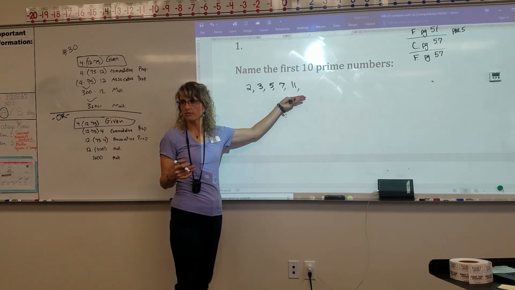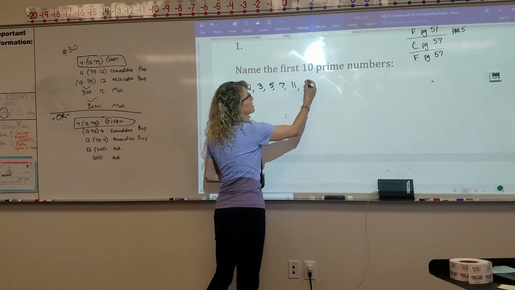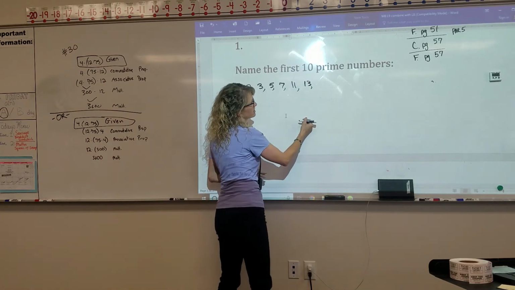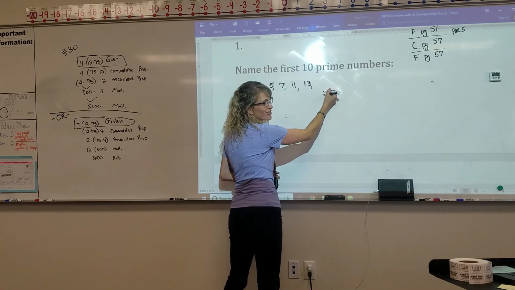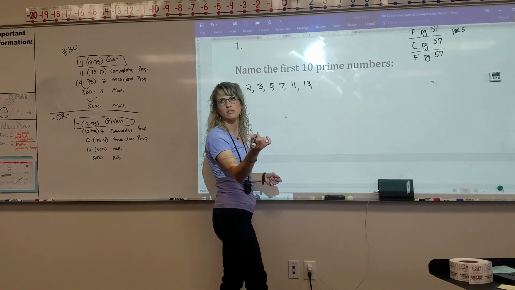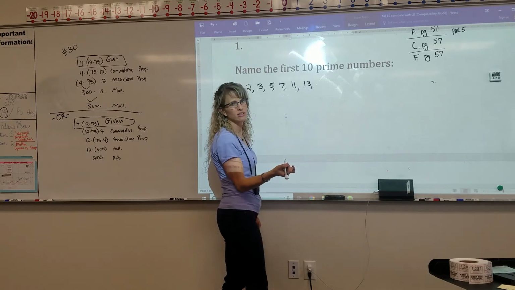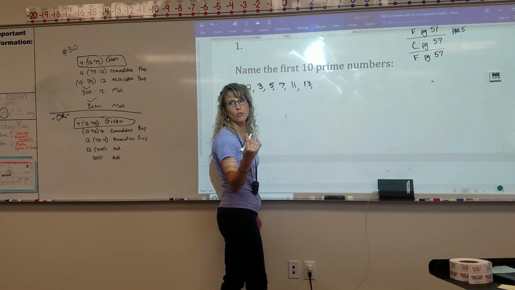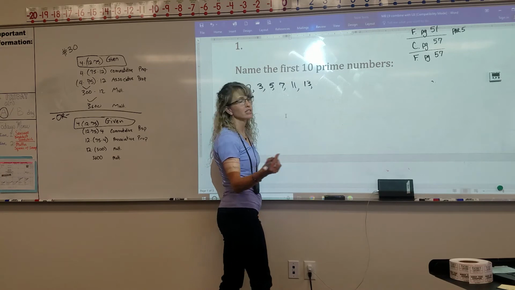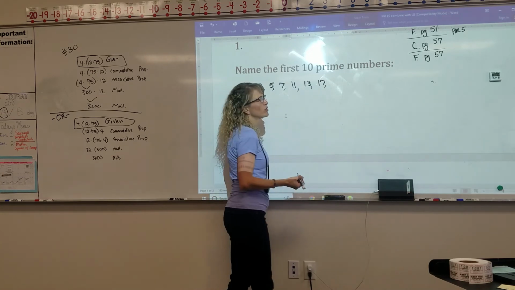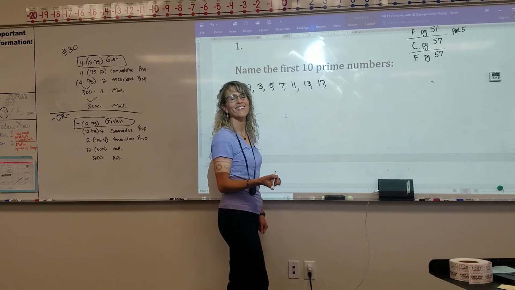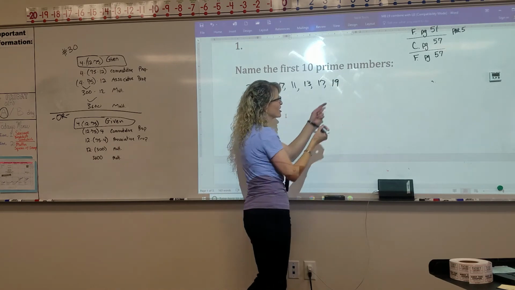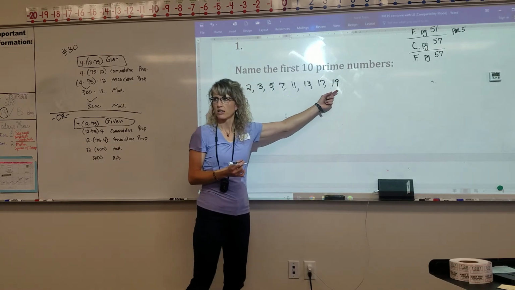12? No. 13? Yes. 14? No. 15? No. Someone was not sure. 15's got 5 and 3. Okay. How about 16? No. 16 has 4 and 4. 17? Yes. Okay. Let's do one more. 18? No. 19? Yes. Are there any factors that go into 19? No.